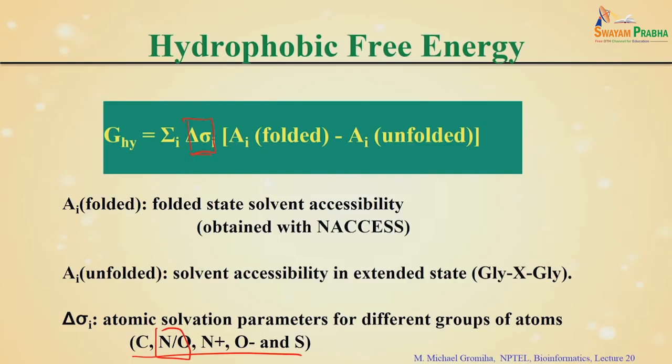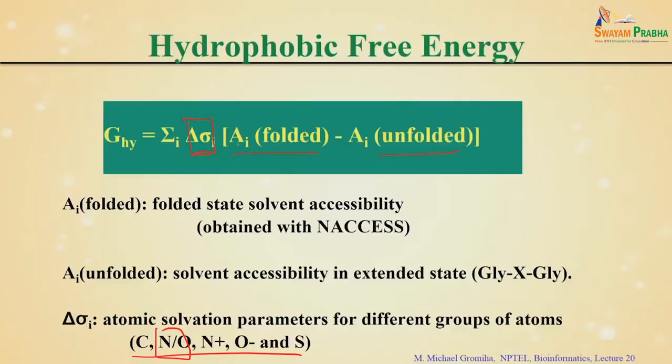This is the method initially proposed by Eisenberg in 1984; they published a paper in Nature. Here A_folded is the folded state accessibility and A_unfolded is the unfolded state accessibility. Can we have the unfolded state accessibility? Yes, because if you have the Gly-X-Gly conformation, we calculate different systems and take the average or the maximum values, and we can get the unfolded state. Can we get the folded state accessibility? You can, for each atom. Which algorithm can we use? DSSP? No, we cannot use DSSP because it gives you residue-wise values. NXS we can use, or GETAREA for each atom. So we have the value for the folded state, and the value for the unfolded state, and if this is known, with delta sigma_i you can calculate the hydrophobic free energy. This is very simple.